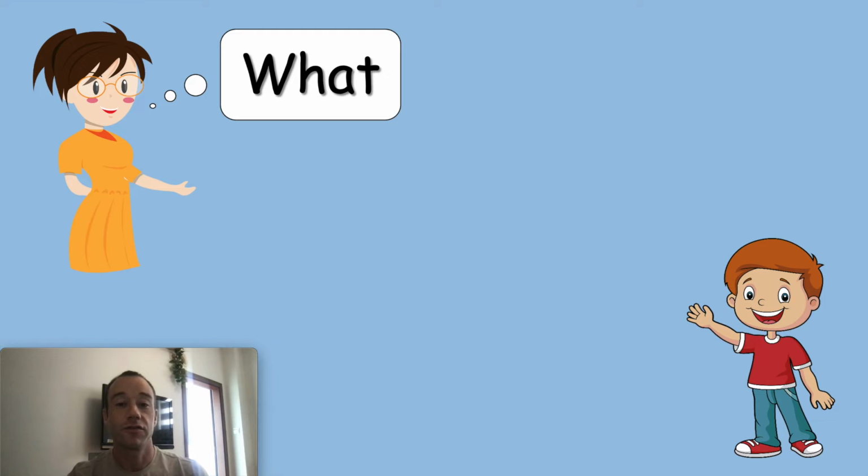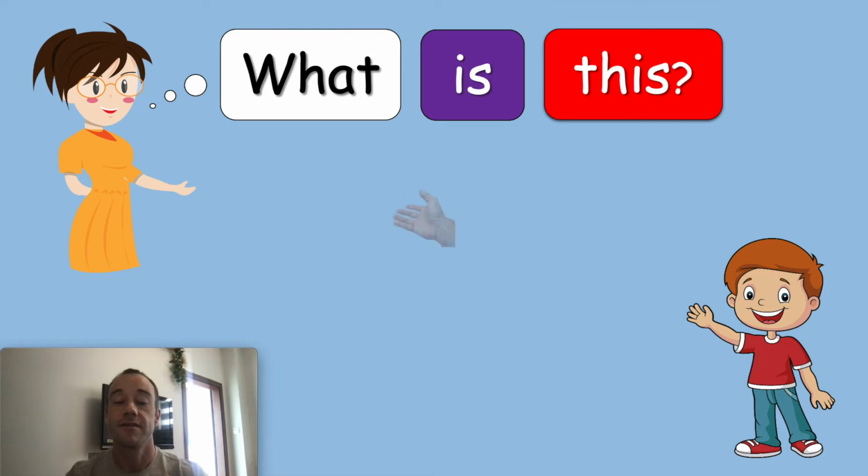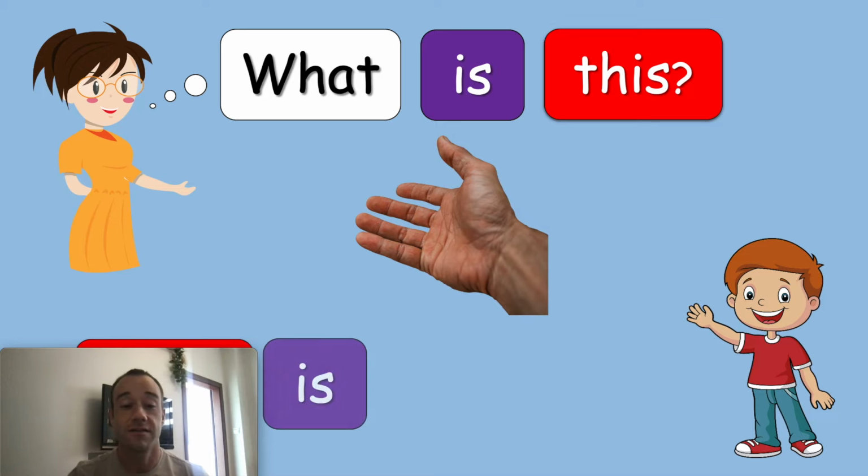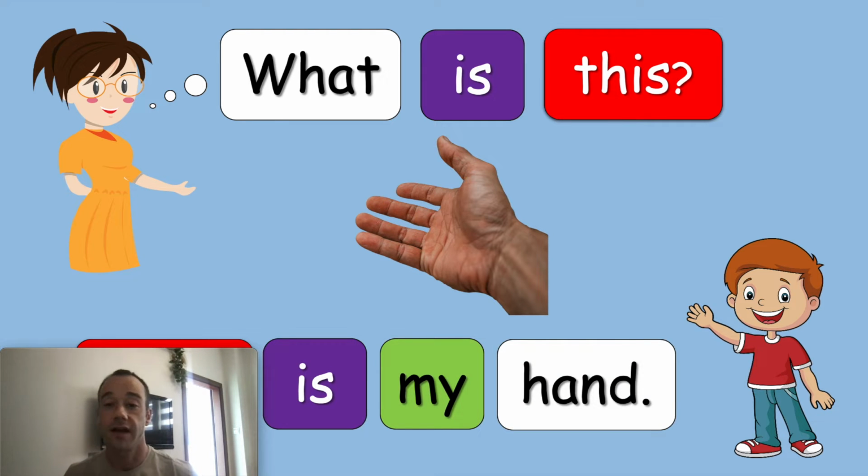We have a dialogue, so what is this? You can show it to them like this. Have students volunteer to give you the answer. Okay, see if they can do it. You'll probably get some mixed answers. Some students might be able to do it right away. Some maybe not. Some might just say hand. Then you tell them the full sentence. Right. This is my hand. Okay. Everyone says it together. Okay.